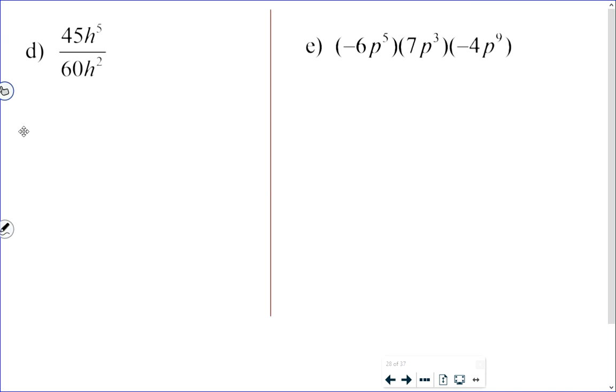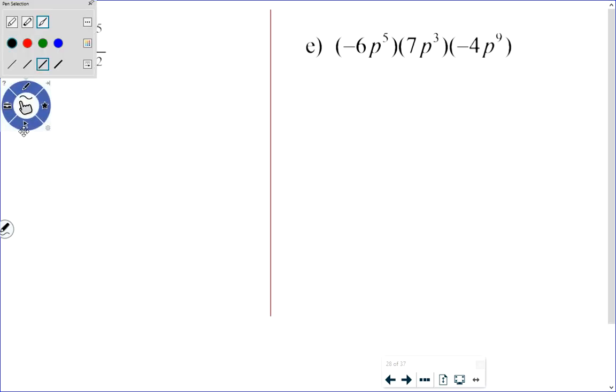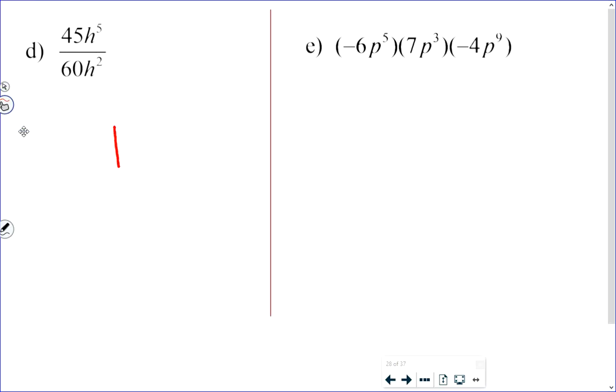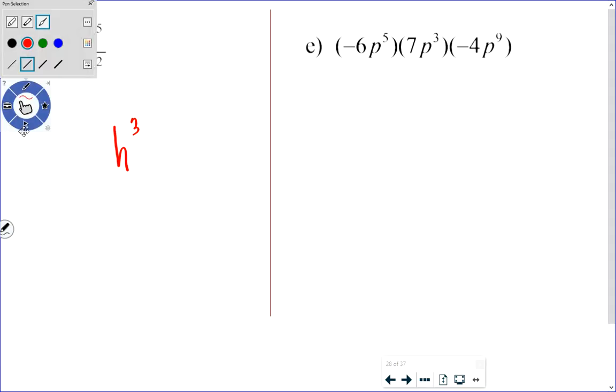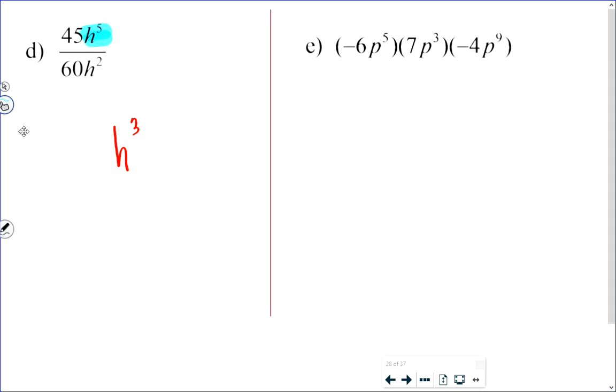D, 45h to the 5 over 60h squared. So first of all, we can divide h to the 5 by h to the 2, getting h to the 3. And all I'm doing, and I'm not going to be highlighting stuff over and over again, is taking h to the 5, dividing by h to the 2, so we're taking the top exponent of 5 and subtracting the bottom exponent of 2.